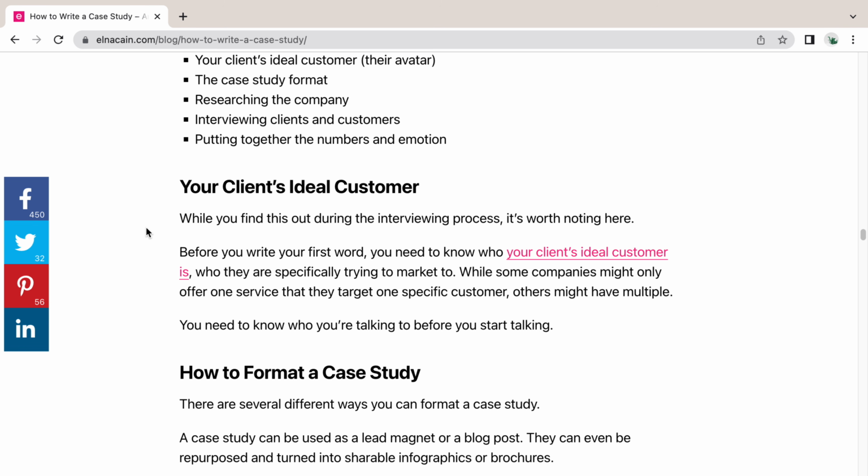Pay attention to your client's ideal customer because your case study will reflect their ideal customer. I mean, they don't want to highlight someone that used their product and didn't benefit from it, or it was just marginal results. They do highlight the best of the best. So it is your ideal customer that you are interviewing.